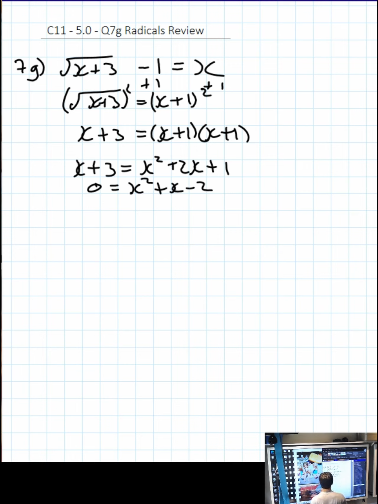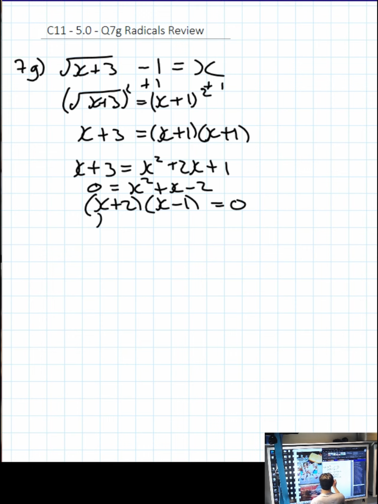Good. Again, if that stuff is difficult for you, go back to chapter 4 and learn how to bring stuff over, or go back to grade 8 and 9 and learn how to do algebra better. Okay, so we're going to factor it. Two numbers that multiply together to make negative 2 and add to get 1 give x plus 2 and x minus 1 equals 0.